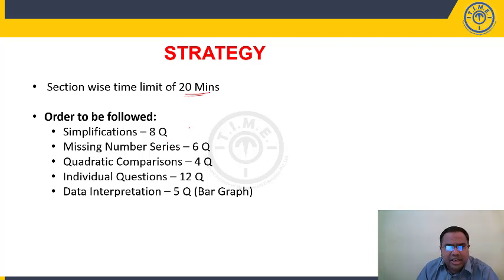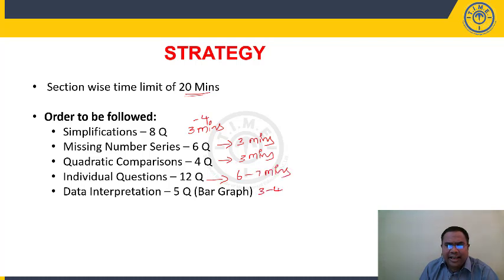For simplification, spend about 3 to 4 minutes. Spend 3 minutes on number series, then about 3 minutes on quadratic comparisons. So 6 plus 4, maximum 9 to 10 minutes is over. Then spend 6 to 7 minutes on individual questions, and 3 to 4 minutes on data interpretation, as there is only one set left. Out of 8 questions in 3 to 4 minutes, you can comfortably solve about 6 questions.